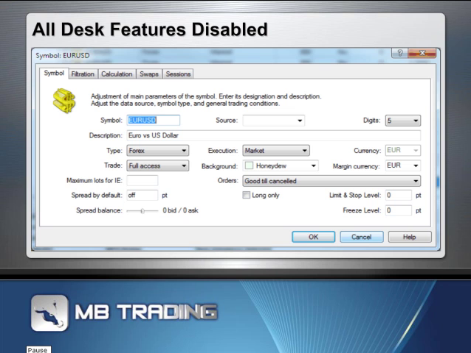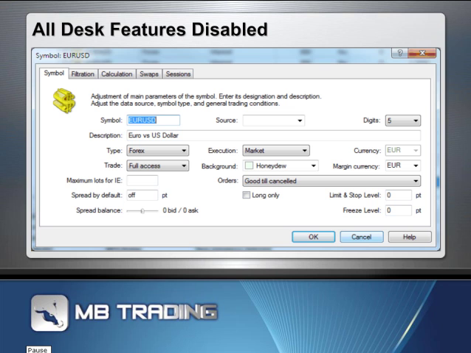As you can see here, this is a screenshot of the server-side software for MetaTrader 4. This is not something that a customer would typically have access to in their client software. I'm going to show you a couple of screenshots. Basically, what you'll notice here on this particular one, certain features are set to off or 0. I'll give you an example. Limit and stop level, 0 points. That's down there kind of to the bottom right above the OK button. Or freeze level 0.